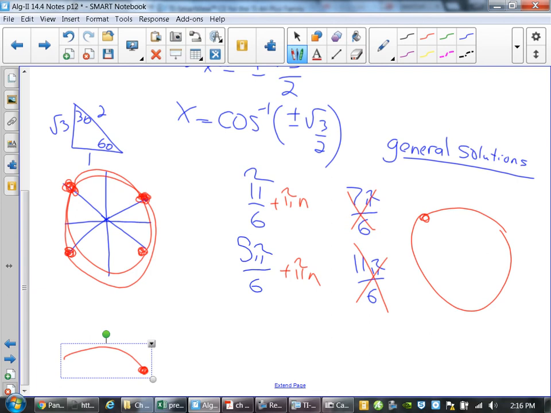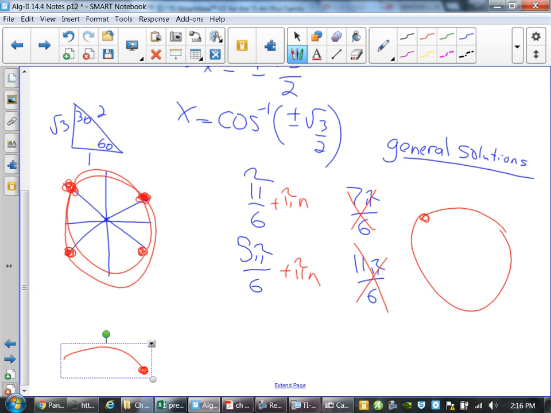If it was this one also, it would be at 5 pi over 6 plus 2 pi n, because it takes that long to get back to the same spot. It works out really nice when they're directly across from one another, especially when you have plus minuses.